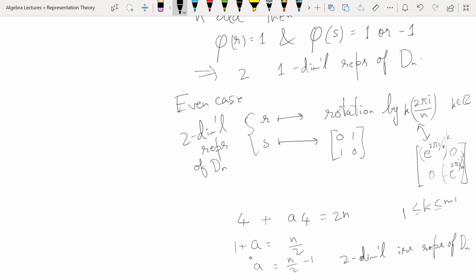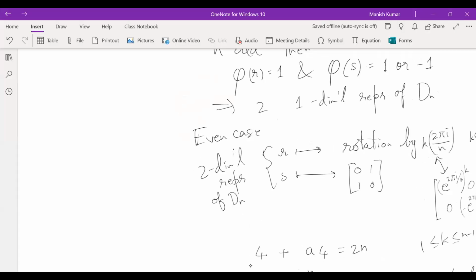Sending r to rotation by 2 pi i k over n and by 2 pi i (n minus k) over n should give you isomorphic representations. So that will tell you that there are (n minus 2) over 2 non-isomorphic irreducible representations. Okay, so that's roughly the whole picture. Okay, so let me stop.